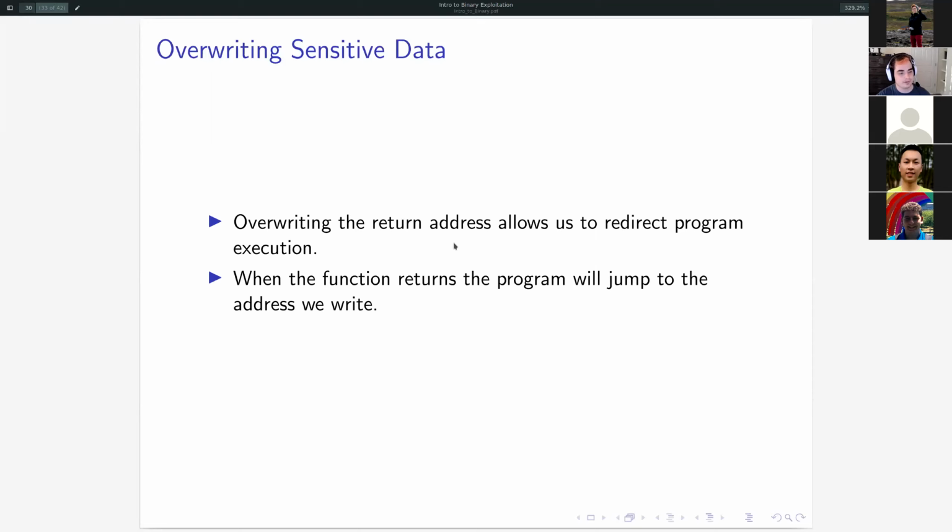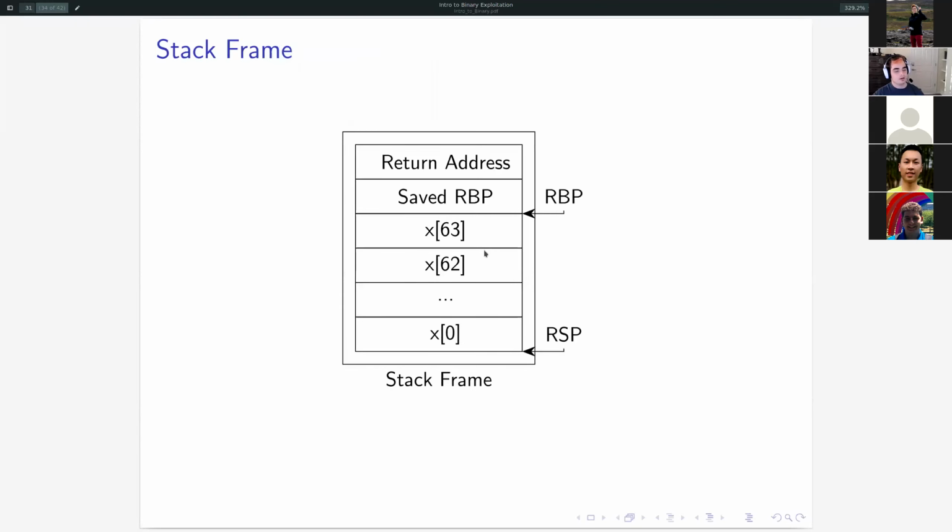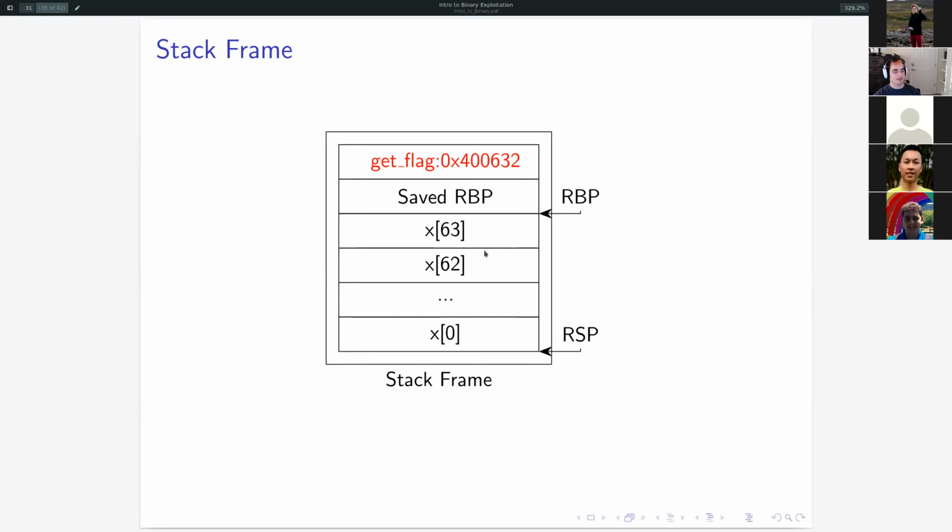So when the function returns, it's going to jump to whatever address we write. We will go from this state to this state, right? We can essentially overwrite the return address with some other function, and it's going to call that function. So if we had a binary that has a get flag function, which is somewhat common in easier binary problems, we could just call get flag, and then we would get the flag.